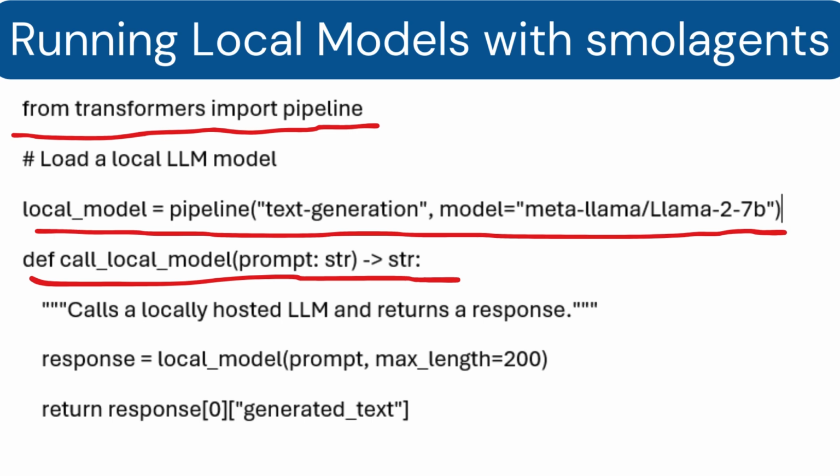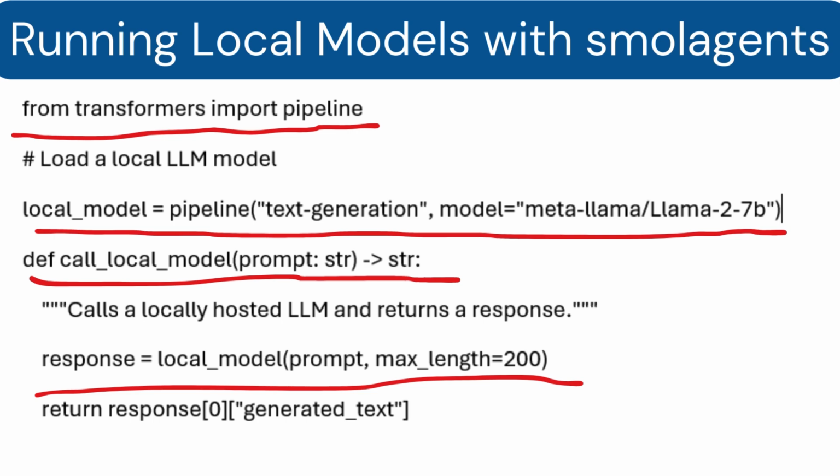It takes one input parameter, prompt, which is a string containing the user's question or request. And the function will send this prompt to the local model and return the AI-generated response. Step 4 is generating a response from the LLM. Response equals local_model, prompt, max_length equals 200.